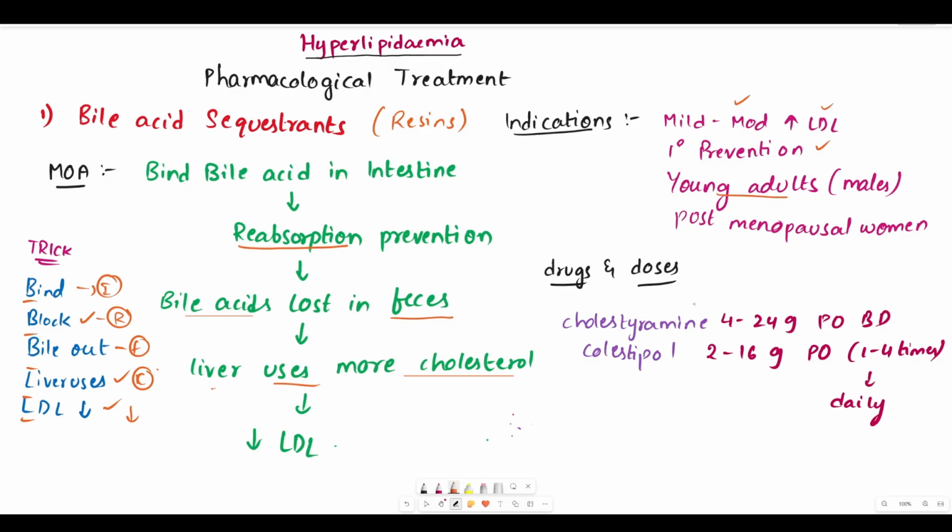Coming back to the drugs and doses. Here, for bile acid sequestrants, you have two examples: cholestyramine and colestipol. Cholestyramine 4 to 24 grams orally can be given twice in a day. Colestipol 2 to 16 grams is also given through the oral route, 1 to 4 times daily.